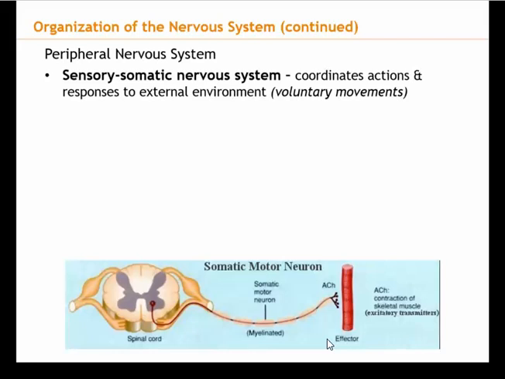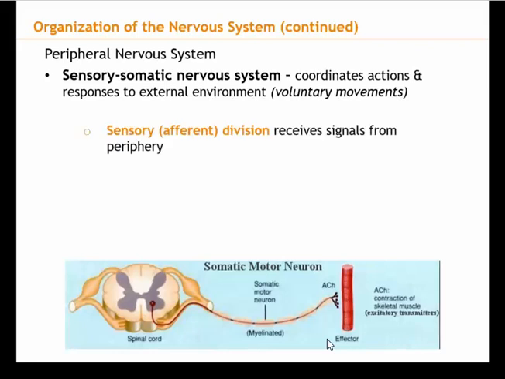So what does somatic mean? Somatic is relating to the body, distinct from the mind. So it has nothing to do with the mind, relating to the body only. And then sensory, we know, is just our senses. So this system helps to coordinate actions and responses to our external environment.